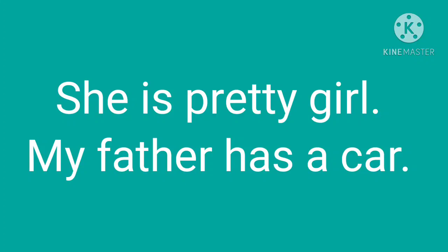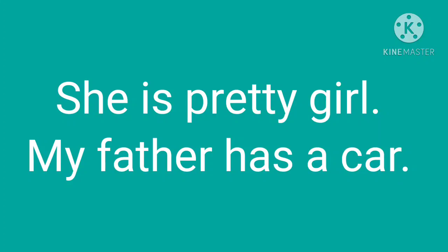Now just read these sentences. She is pretty girl. My father has a car. You can see, students, like am, is, are, was, were, has, have, had, do, does, did. These words are called helping verbs. They tell us what somebody or something is or has.